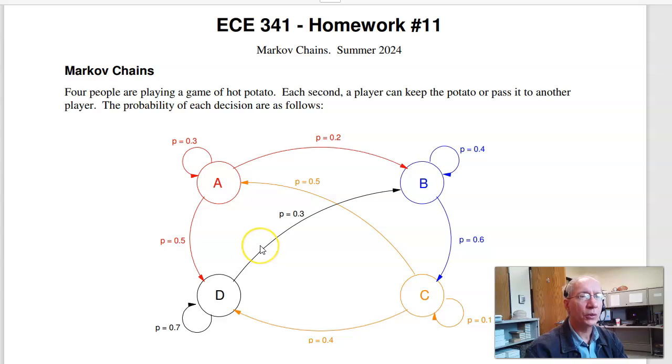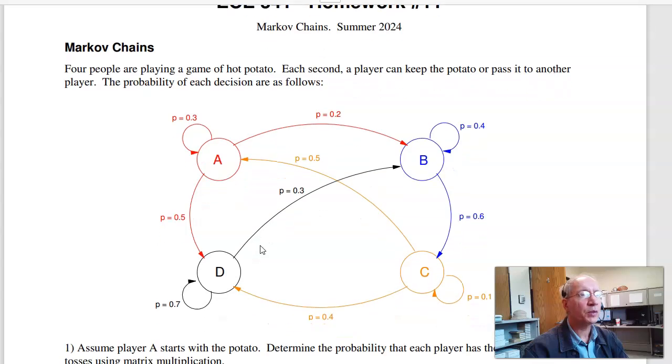Here are solutions to homework set number 11 for ECE 341. In this homework set we're looking at Markov chains. Now the first problem is kind of a classic problem in Markov chains.